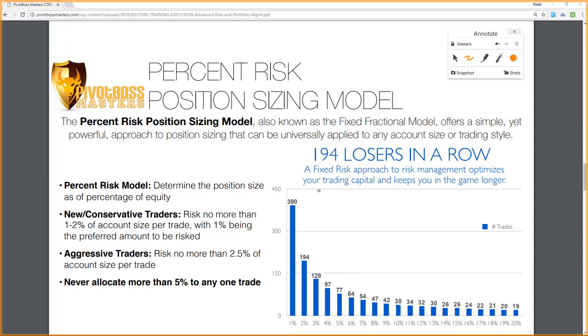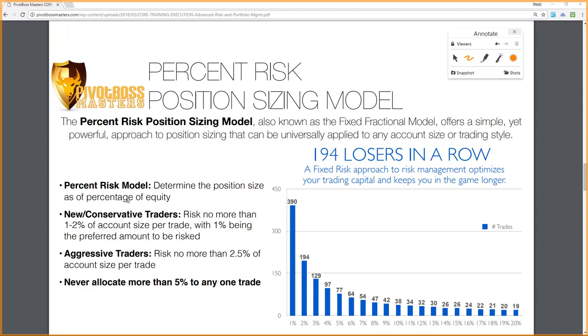But look at how, from 1% to 2%, this thing gets cut in half basically. And then from there, boom, right? So you never want to risk a ton of an account on one trade. And so over here you see the percent risk model basically determines the position size as a percentage of equity. So if you're using the total equity model, you would take 1% or 2% or whatever percentage you choose of that total equity, and that would be the amount you use for the next trade.